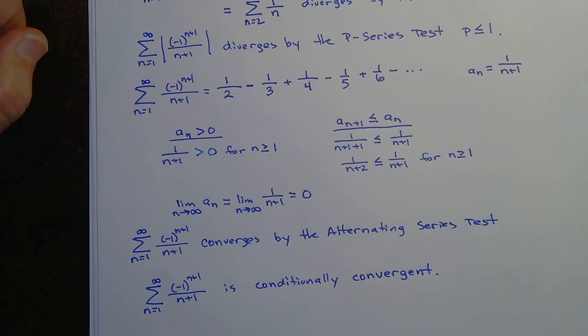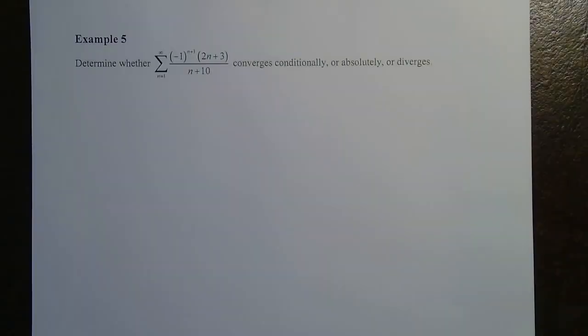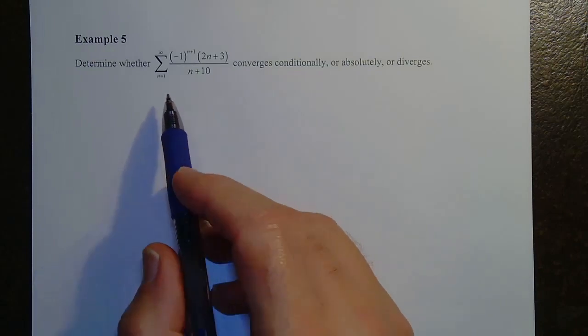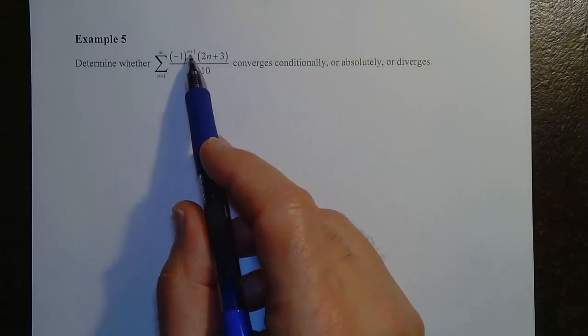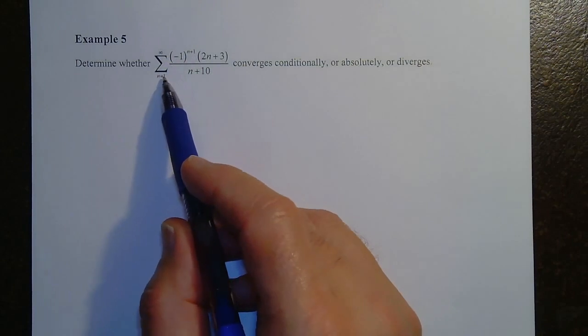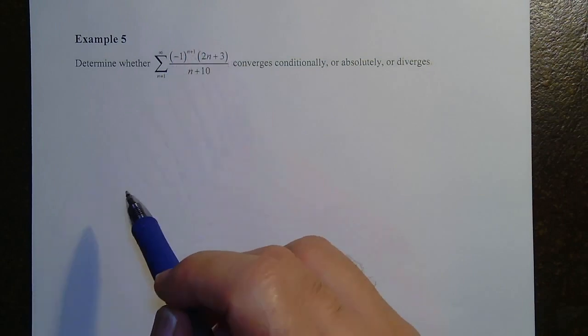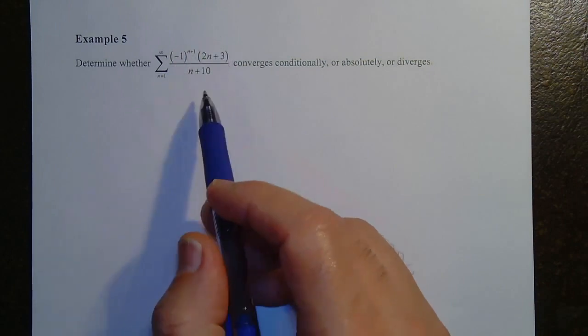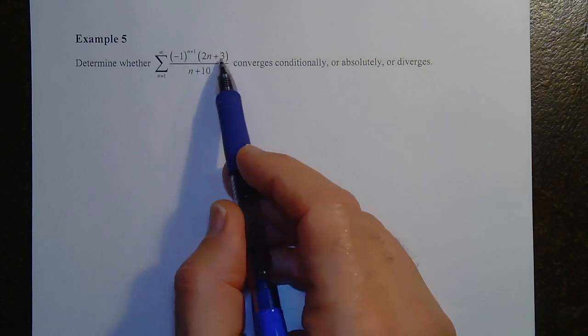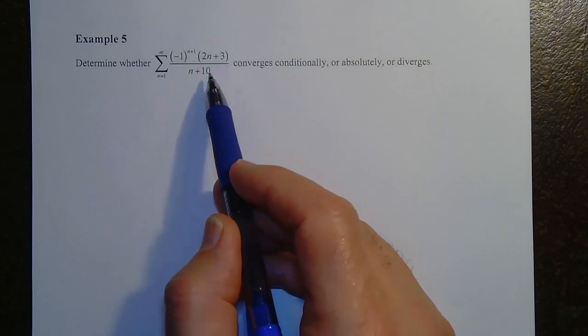All right, we're going to check this on some other ones. So we're given this next one. Determine whether this series, (-1) to the n plus 1. Because n is starting at 1, that's going to alternate between negative and positive, right? So this is going to be an alternating series. We definitely know that, okay? And we have 2n plus 3 over n plus 10.